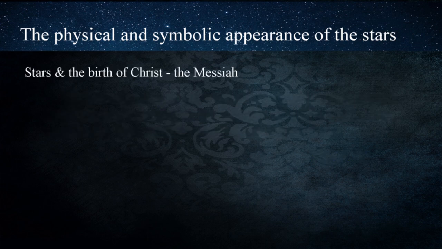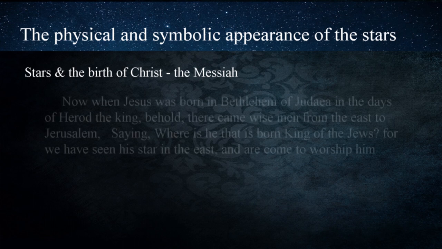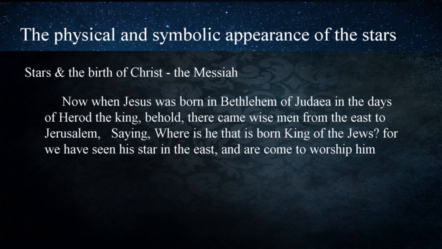When the Messiah, Jesus, was born, there was a physical sign sent by God in the form of a star that announced his birth. "Now when Jesus was born in Bethlehem of Judea in the days of Herod the king, behold, there came wise men from the east to Jerusalem, saying, Where is he that is born, King of the Jews? For we have seen his star in the east, and are come to worship him," in Matthew 2:1-2.